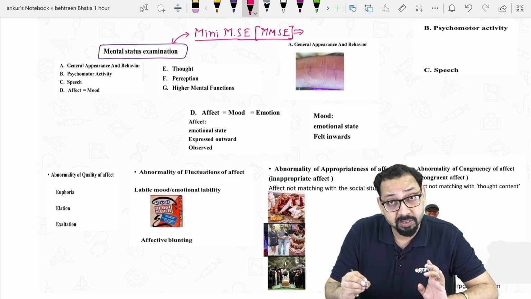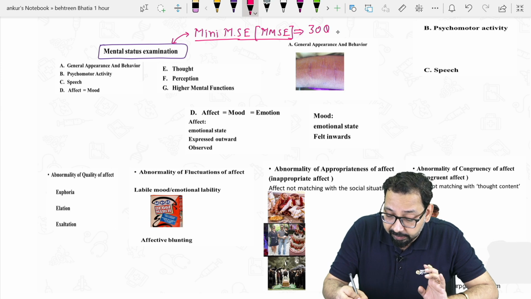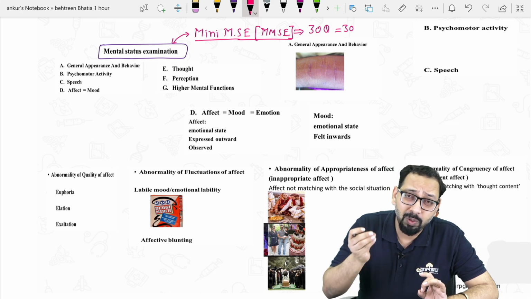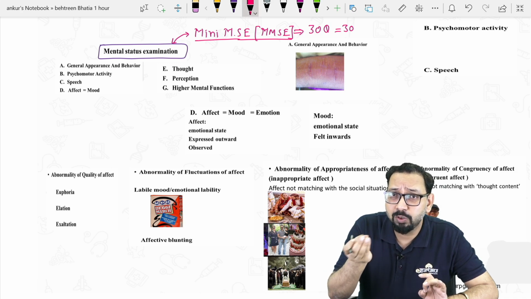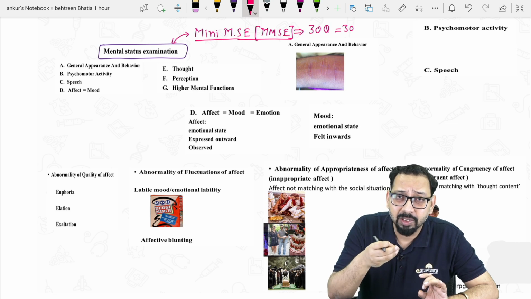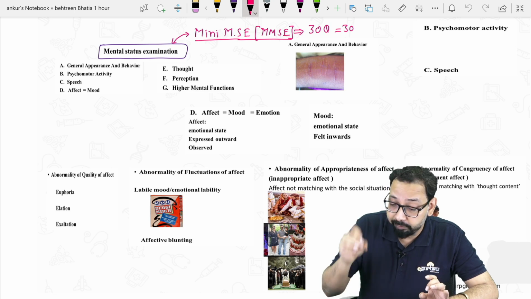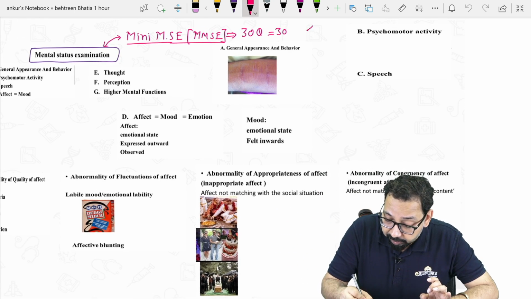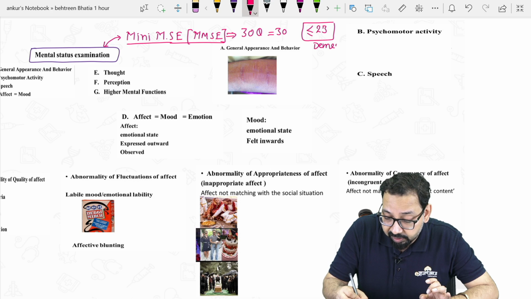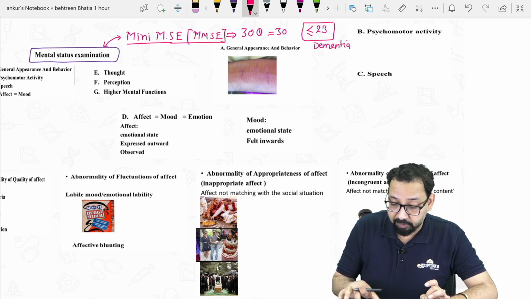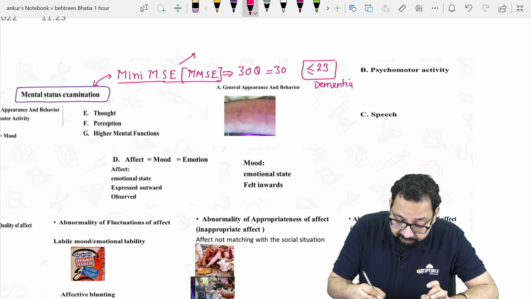In mini mental status examination, there are 30 questions and each question is given 1 mark, so 30 marks. Very simple questions about orientation: orientation to time, orientation to place, what is the year, what is the season. If a person is not able to answer these simple questions, we suspect dementia. If the score is 23 or less than 23, then dementia. This is for cognitive decline.